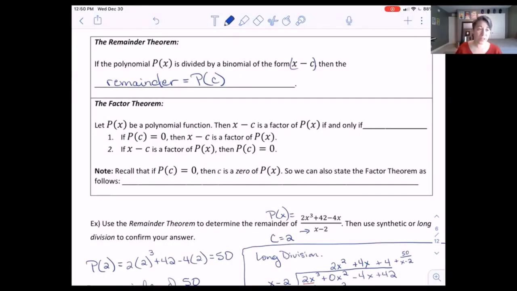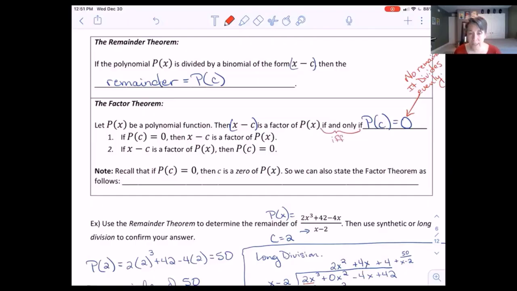So in the factor theorem, we're going to let p of x be a polynomial function, and then x minus c, this binomial, is a factor of p of x if and only if, remember our remainder theorem, if we were to plug in c into that function and we get a 0, that means no remainder. It divides evenly.